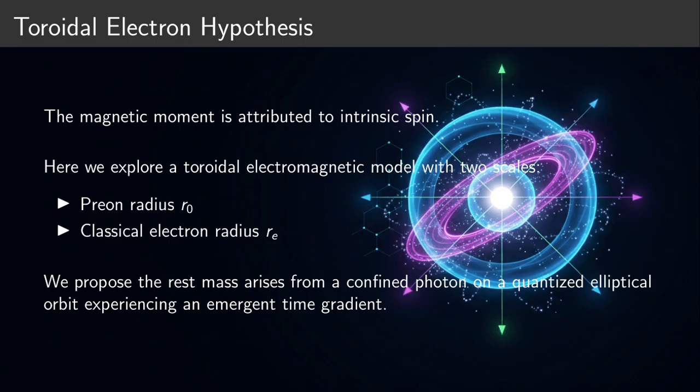Toroidal electron hypothesis. The magnetic moment of the electron is typically attributed to intrinsic spin. In this work, we explore an alternative picture. A toroidal electromagnetic structure with two characteristic scales, the preon radius, R0, and the classical electron radius, RE. We propose that the electron's rest mass arises from a confined photon, moving along a quantized elliptical orbit within an emergent time gradient.